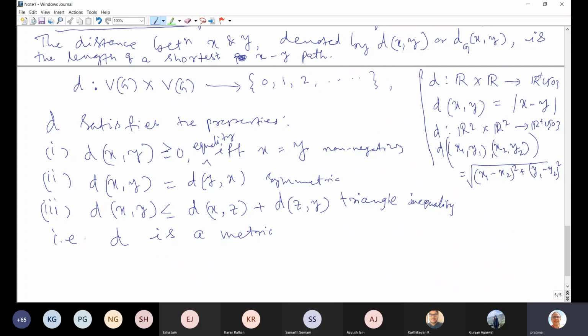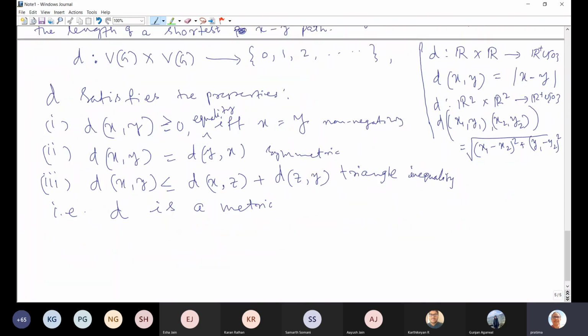So here in graph theory, the distance function we define like this satisfies the three properties. The first and second, non-negativity and symmetry, you can see easily, because the shortest path from x to y is also the shortest path from y to x. But the triangle inequality, how do you prove it in the case of graph theory?